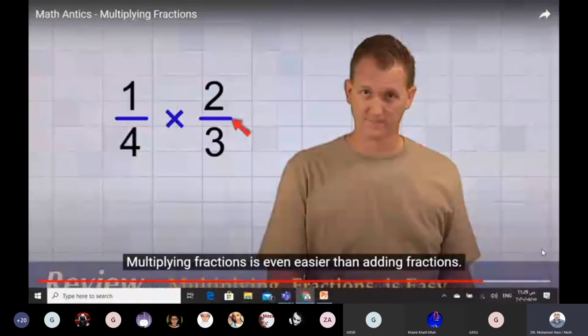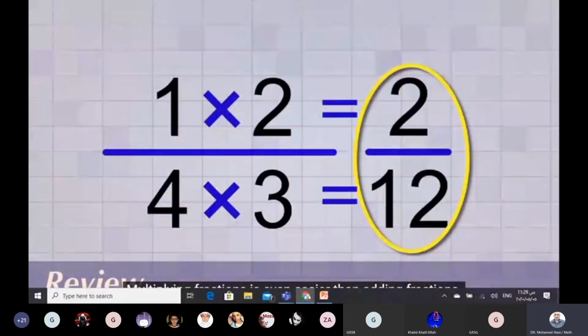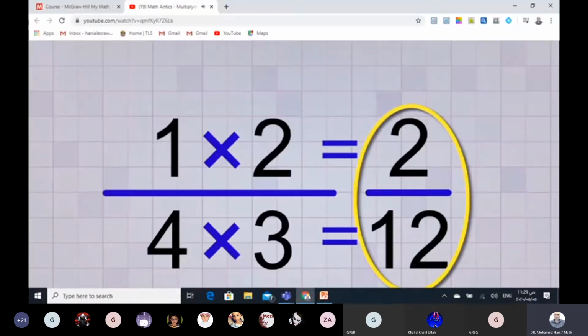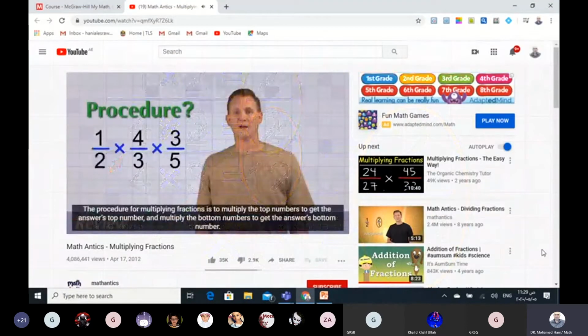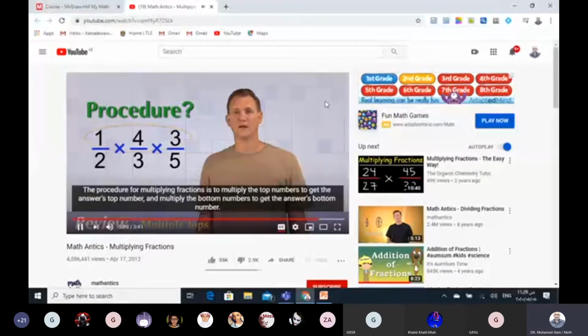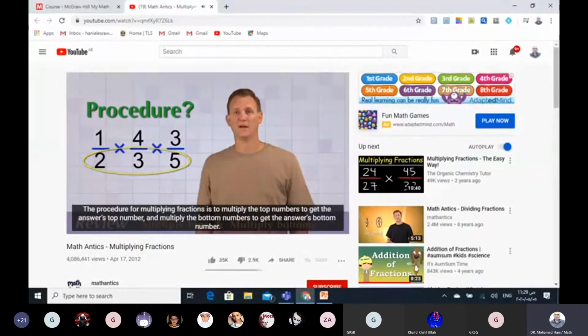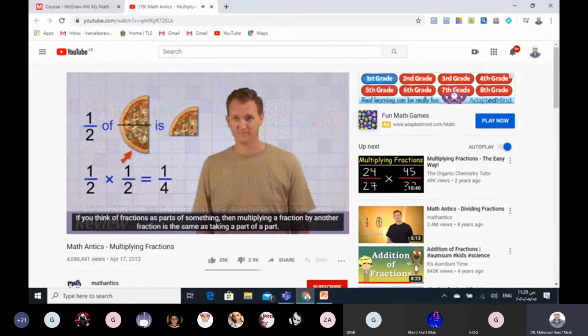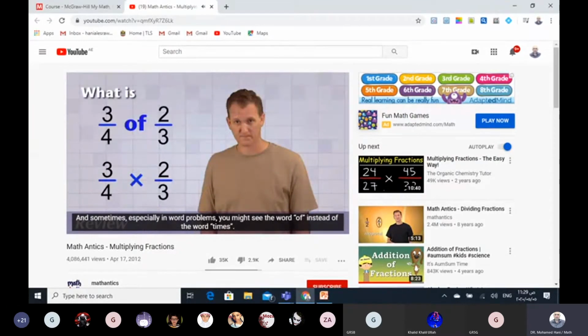Multiplying fractions is even easier than adding fractions. It's easy because order of operations says that we can do the multiplication before the division. The procedure for multiplying fractions is to multiply the top numbers to get the answer's top number and multiply the bottom numbers to get the answer's bottom number. If you think of fractions as parts of something, then multiplying a fraction by another fraction is the same as taking a part of a part. And sometimes, especially in word problems, you might see the word of instead of the word times.